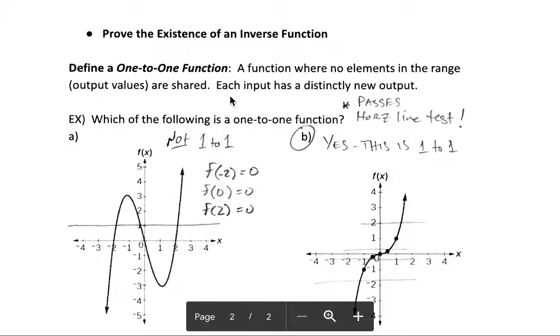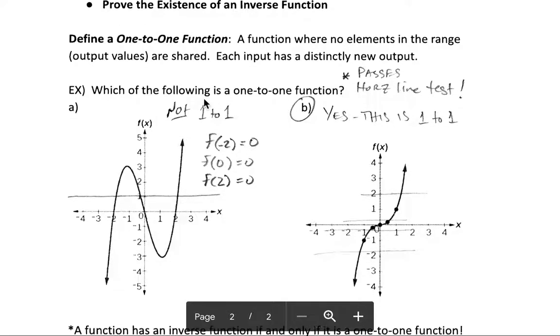But for now, we're going to check to see if a function is one-to-one, and if it is, then we'll be able to find its inverse. So a one-to-one function is a function where each input has a distinctly new output, meaning that there are no inputs that share an output. For example, here on the left, this is a function. It does pass the vertical line test. It's okay if different inputs give the same output, but that's not a one-to-one function. I would need to have totally separate new outputs for each of my inputs if it was one-to-one.